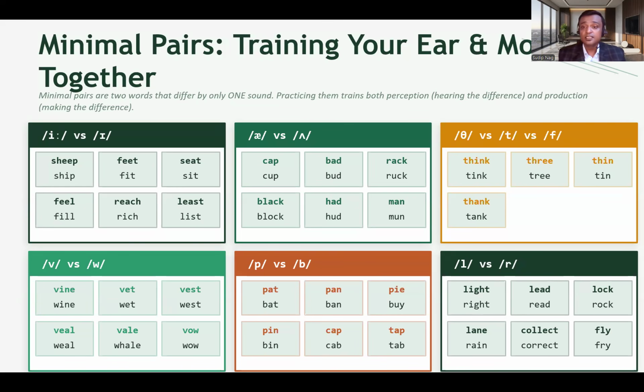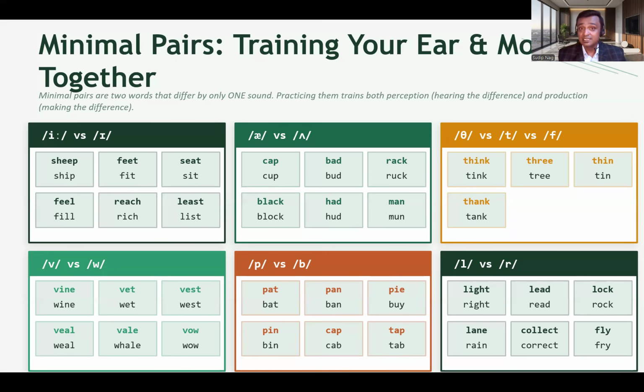Okay, here you see the words think, three, tree, thin, tin, thank. So here you can see the difference in the consonant sounds. Again, if you see here: vine and wine, west and vest, wheel and veal, veil and whale, vow and wow. You can see the difference in the consonant sounds.